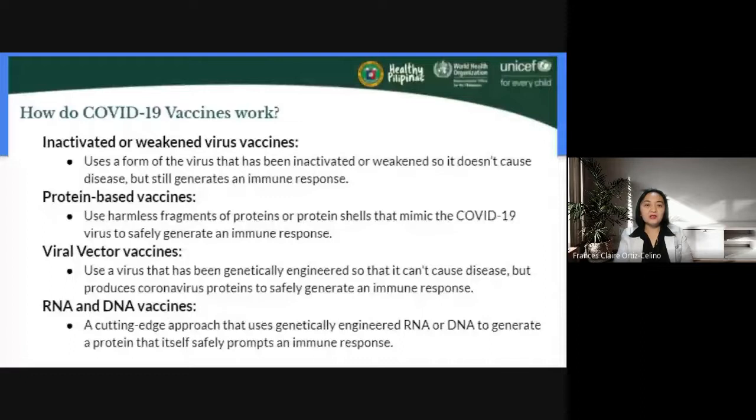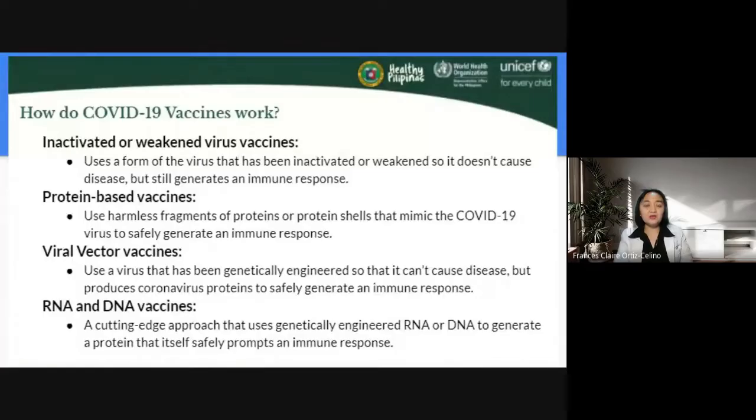yung mechanism behind yung sa vaccines, pag naiturok ito sa'yo, generally, yung mga vaccines kasi nagko-contain ito ng substance na kapag naiturok sa katawan ng tao, siya ito yung magsasabi na mag-produce ka ng antibodies or ng protection laban doon sa sakit na ito. Okay, so meron tayong 4 mechanisms of action.